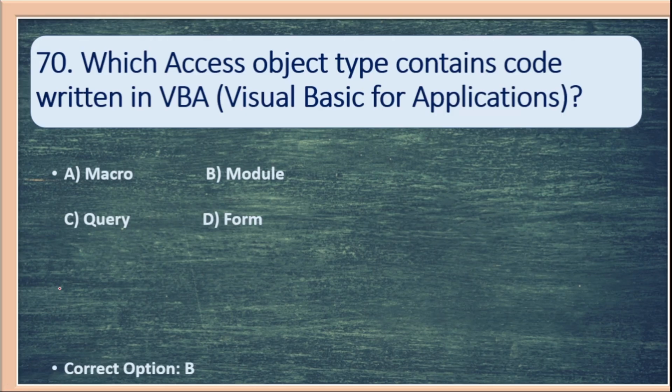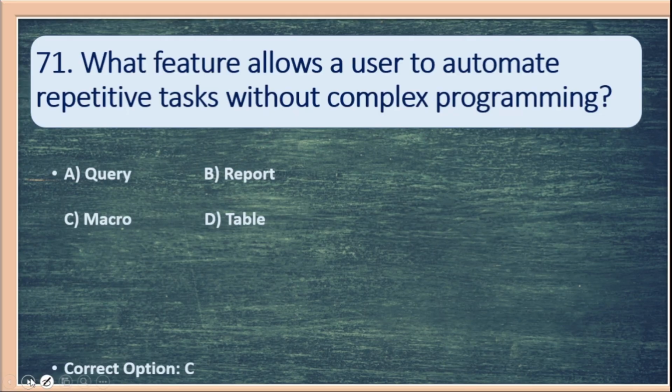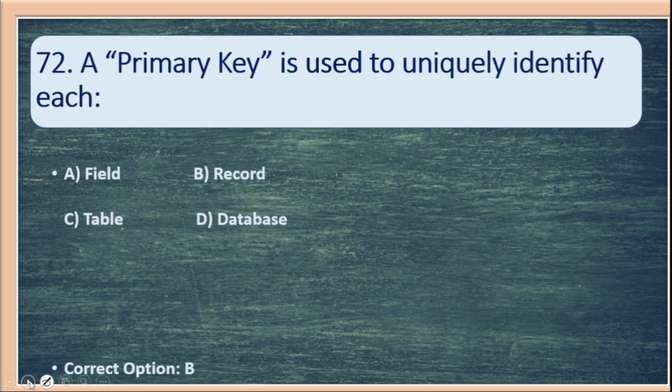Which Access object type contains code written in VBA, Visual Basic for Applications? Macro, module, query, form. Answer is B, module. What feature allows a user to automate repetitive tasks without complex programming? Query, report, macro, table. Answer is C, macro. A primary key is used to uniquely identify each field, record, table, database. Answer is B, record.